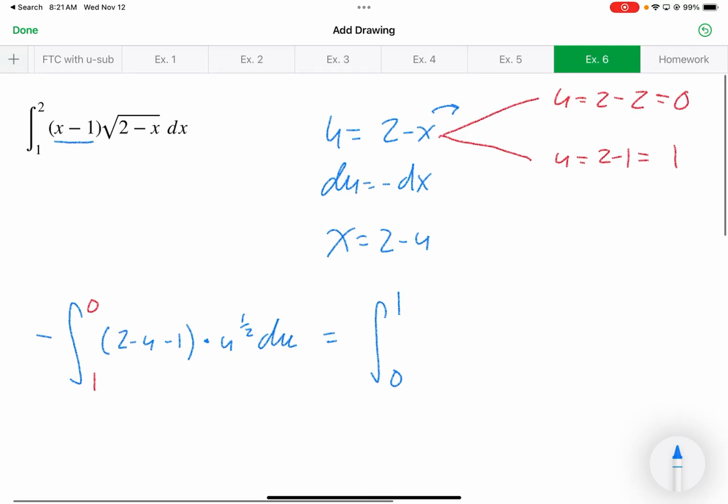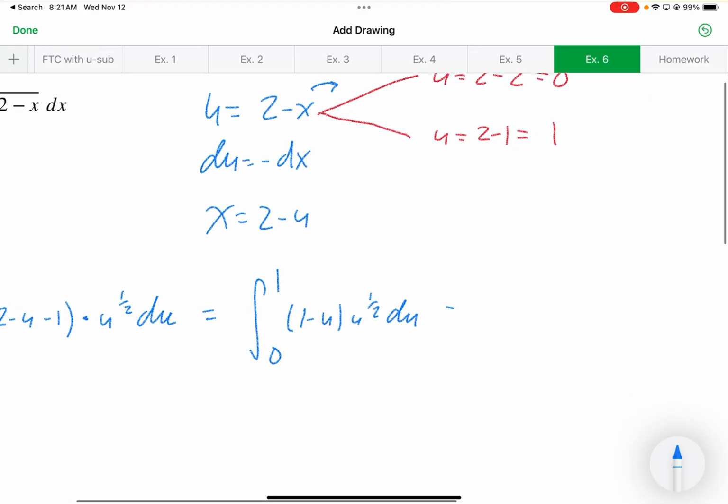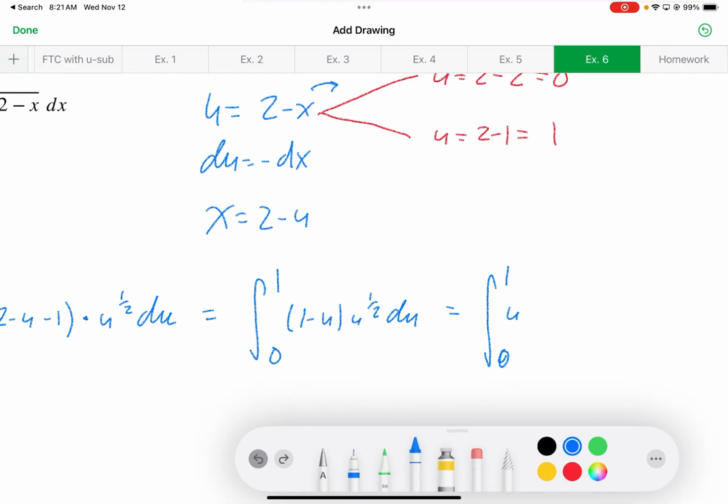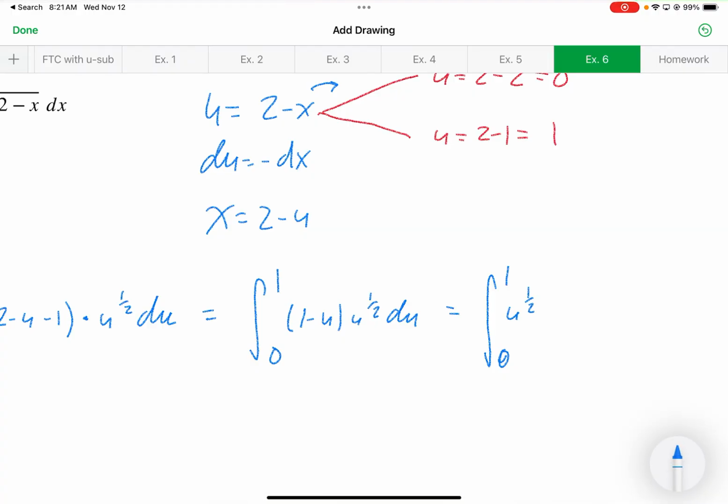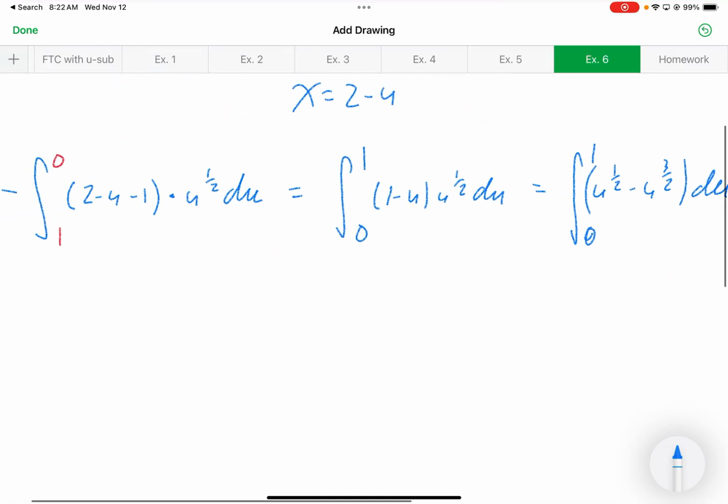So then on the inside, we're going to have 1 minus u, and then let's do it in steps, it's fine, and then distribute u to the 1/2 to both of those pieces. So that's going to give us u to the 1/2 minus u to the 3/2 du. And then we take our antiderivative and we evaluate.